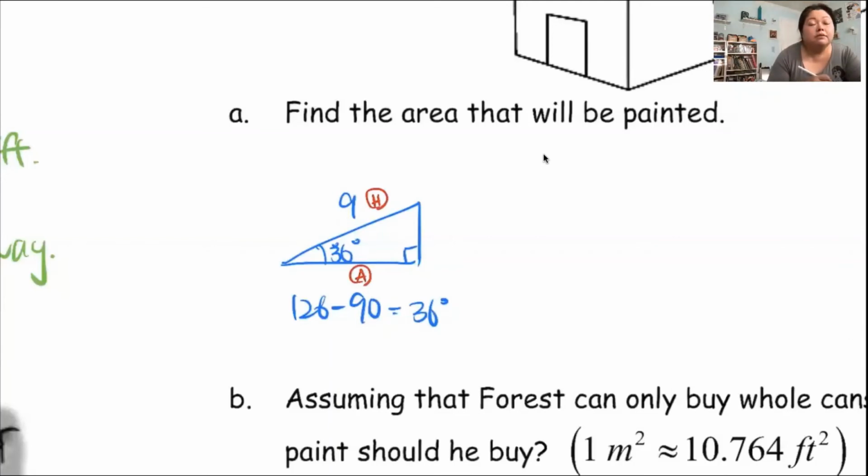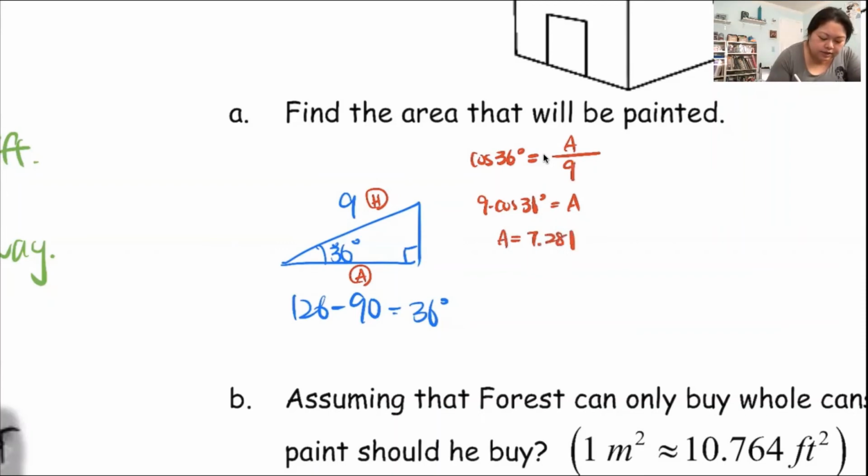Well, adjacent and hypotenuse, that's cosine. So cosine of 36 degrees equals adjacent over hypotenuse. So 9 times cosine 36 degrees equals adjacent. So 9 times cosine 36 degrees, that gives me adjacent to be about 7.281.